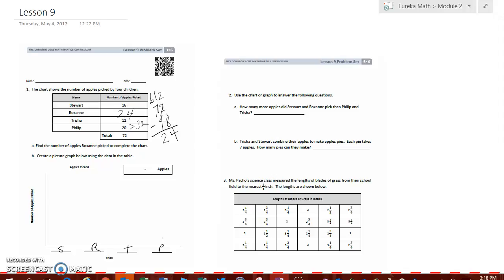So, what picture might be good for apples? Well, drawing an apple might be a little bit hard, but we could draw a circle, and that can represent how many apples. So let's think about it. Do we want to draw 16 or 24 circles? No, that's too many. What if we made each circle worth 2 apples? How many would we have to draw for Stuart? 16. 2 for each would give me 8 circles. It's still kind of a lot.